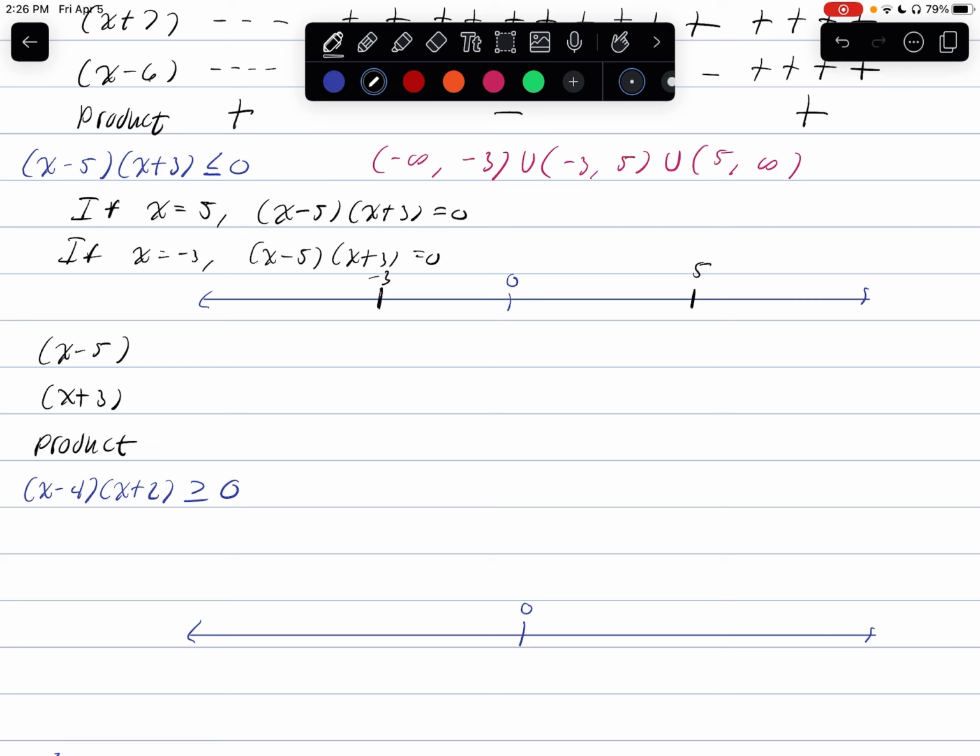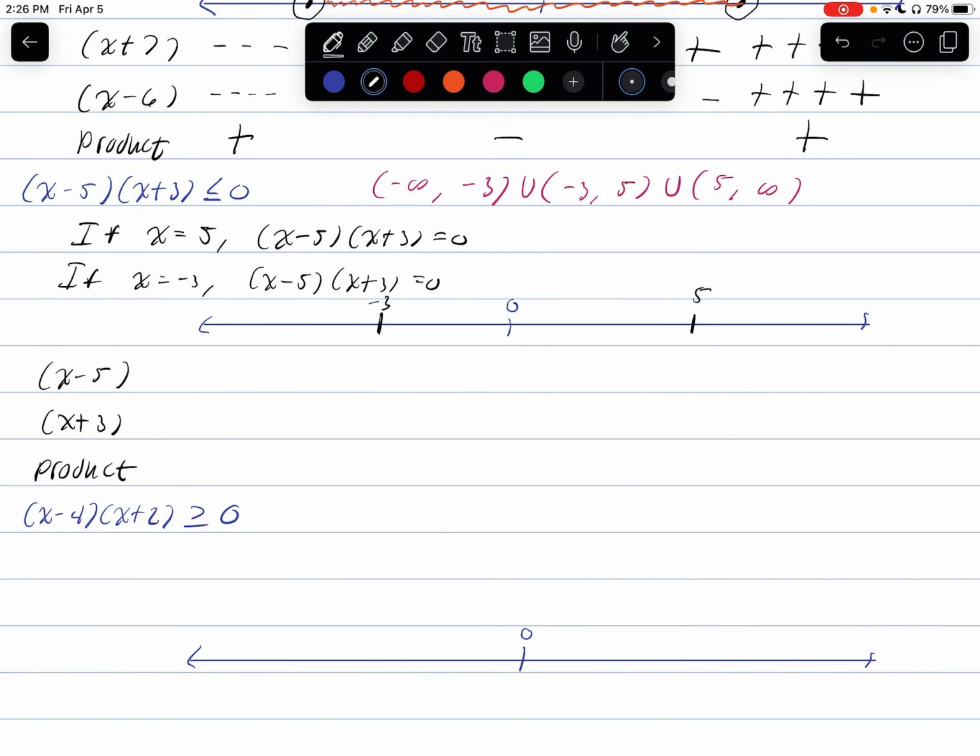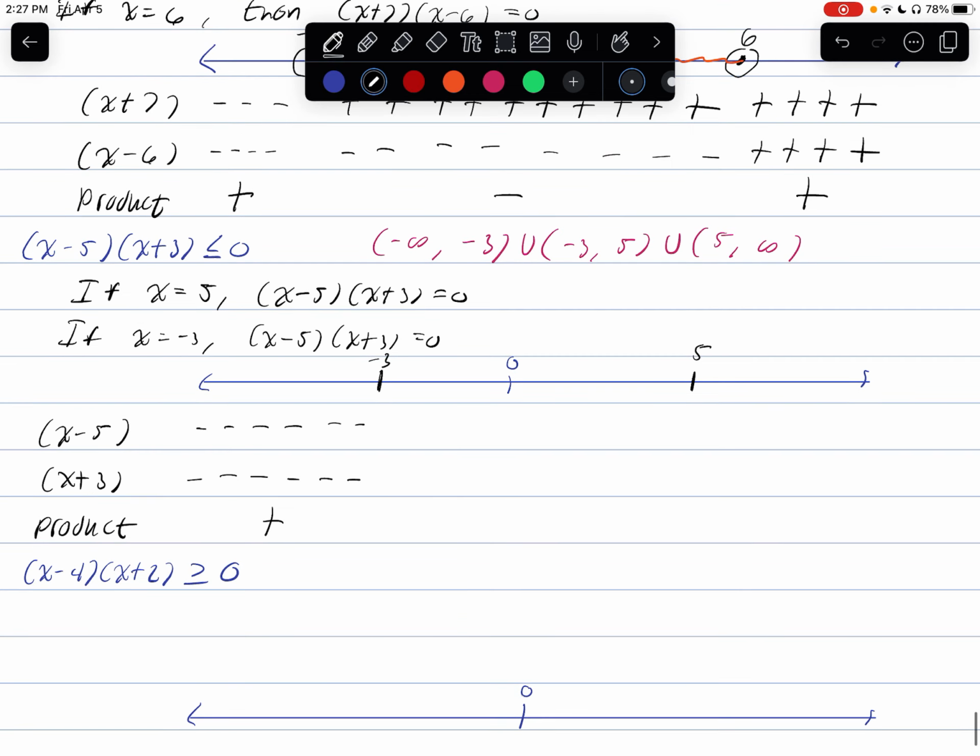Okay, so if we test the values from negative infinity to negative 3, any number less than negative 3 plugged into x minus 5 is going to give us a negative number. So this is going to be negative all along here. And if we pull any number less than negative 3 into x plus 3, this is also going to be negative. So we're going to have a negative number times a negative number, and that's going to give us a positive number for this interval. Because we're looking for numbers that are less than or equal to 0, we have to exclude this interval as part of our solution.